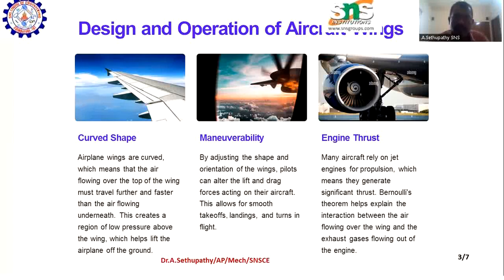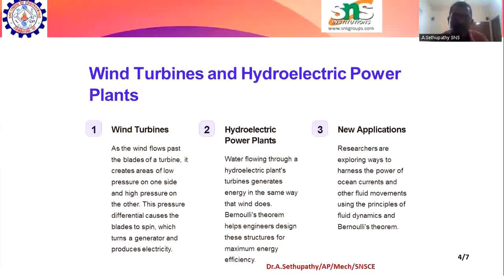Maneuverability: by adjusting the shape and orientation of the wing, pilots can alter the lift and drag forces acting on their aircraft. This allows for smooth takeoff, landing, and turns in flight. Engine thrust: aircraft rely on jet engines for propulsion, which means they generate significant thrust. Bernoulli's theorem helps explain the interaction between the air flowing over the wing and the exhaust gases flowing out of the engine.